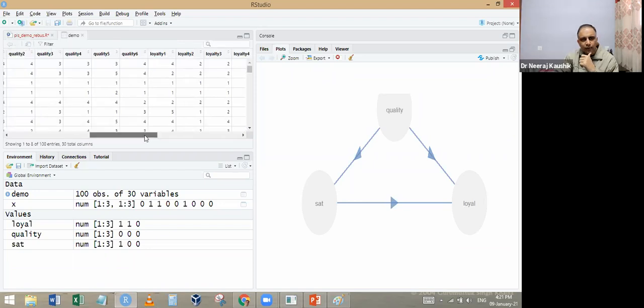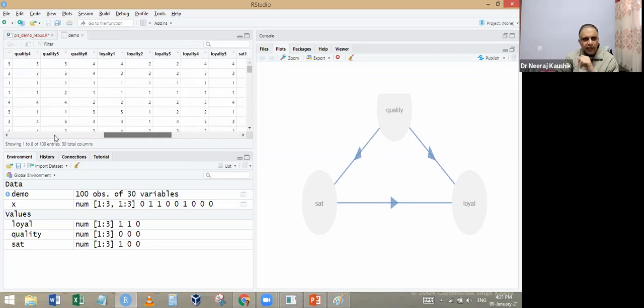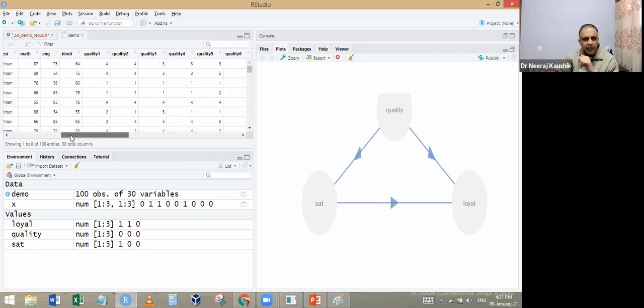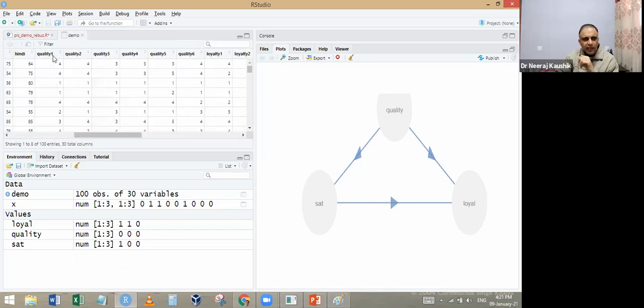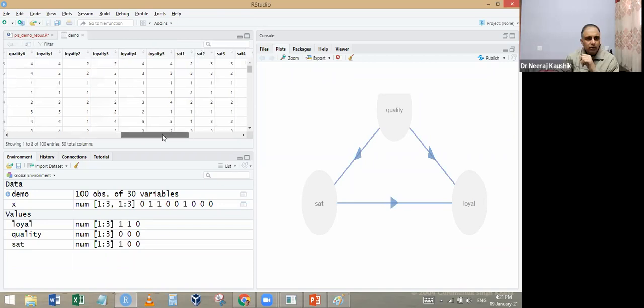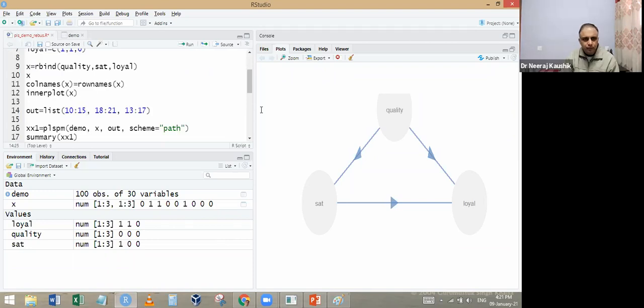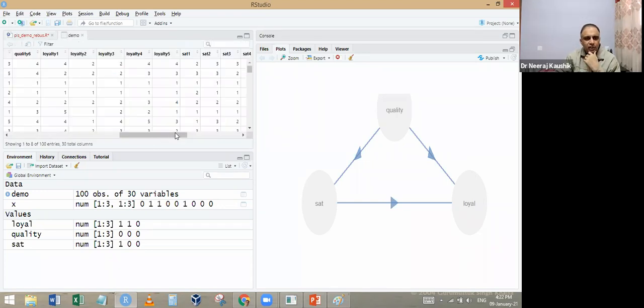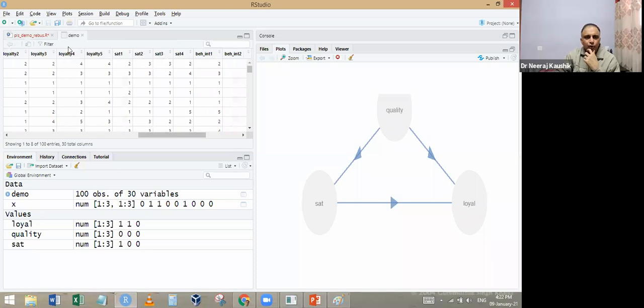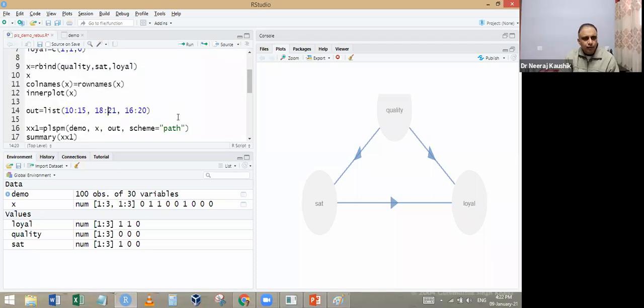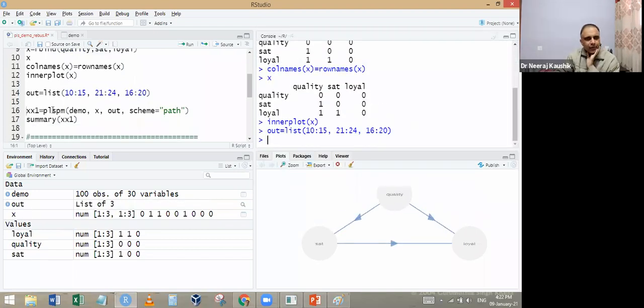1, 2, 3, 4, 5, 6, 7, 8, Hindi is 9, 10, 11, 12, 13, 14, 15. So 10 to 15 is quality. Loyalty is 16, 17, 18, 19, 20. Loyalty is 16 to 20. See in this order: quality 10 to 15, loyalty 16 to 20, and satisfaction, where is satisfaction? After 20, it's 21, 22, 23, 24. 21 to 24. So 21 colon 24. This I have given as the values.